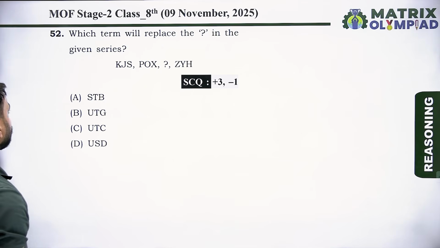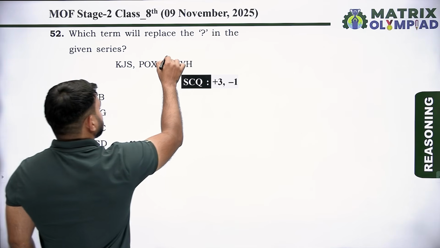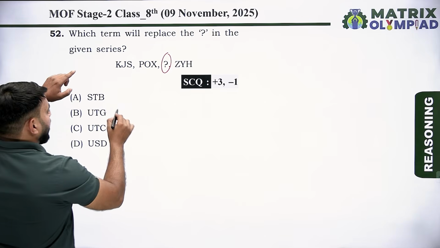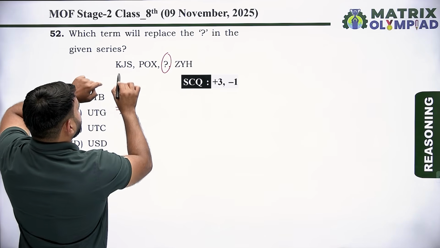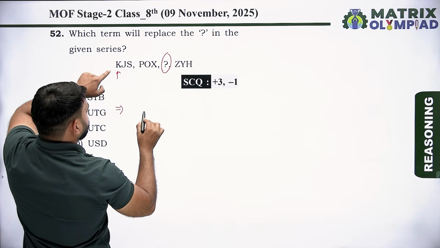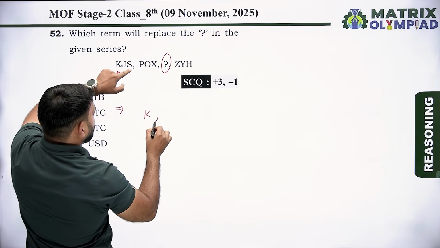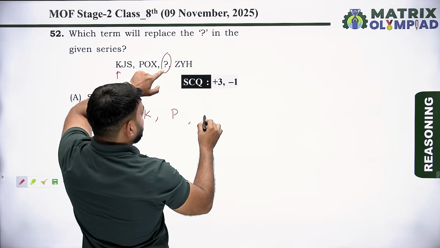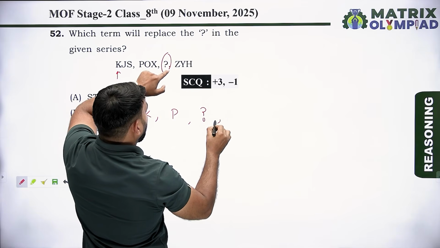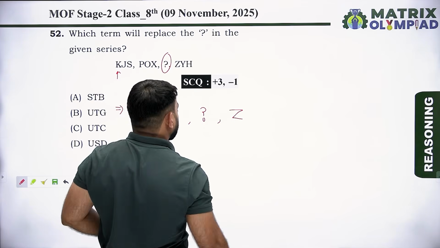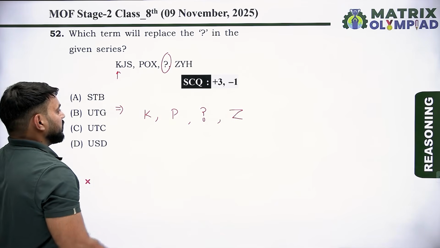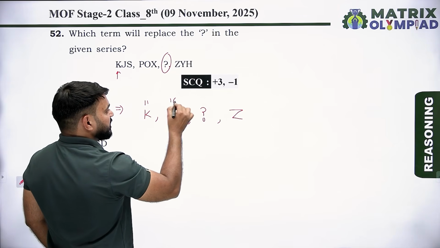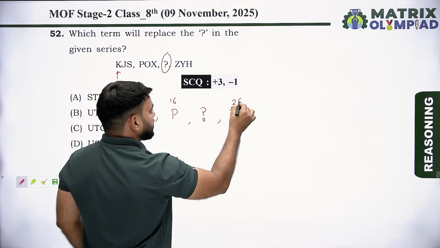So now the next question is question number 52. Find the missing term of the given letter series. So in this series, taking the first alphabet of each term. The first alphabet of the first term is K. The first alphabet of the second term is P. The first alphabet of the third term is missing. After the missing one, next is Z. So find the place value of the given letters. The place value of K is 11, the place value of P is 16, the place value of Z is 26.